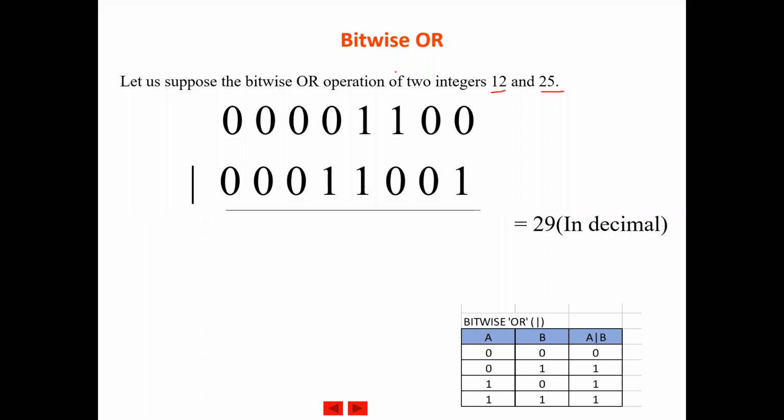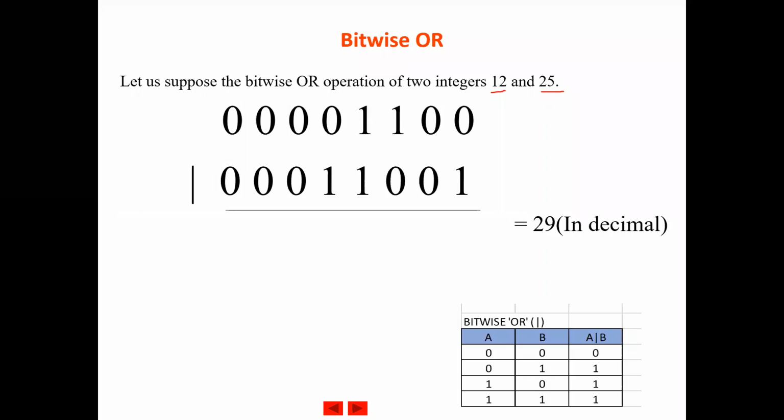Okay, so here again, I'm taking the same 12 and 25 and doing an OR operation. So what will be the answer? Here what will we be getting? Manikanda, are you there? Manikandan and Manikanda both are there, but no one is answering.